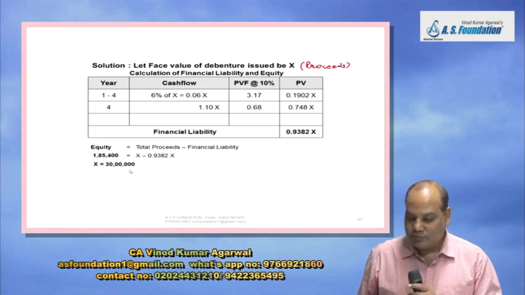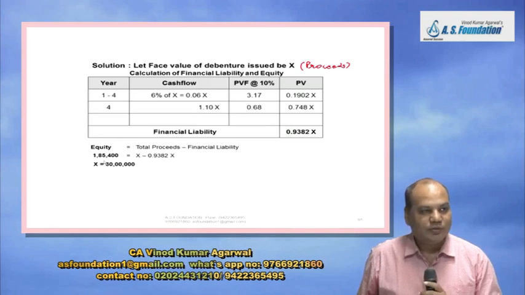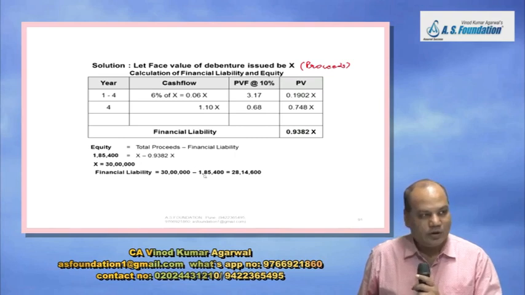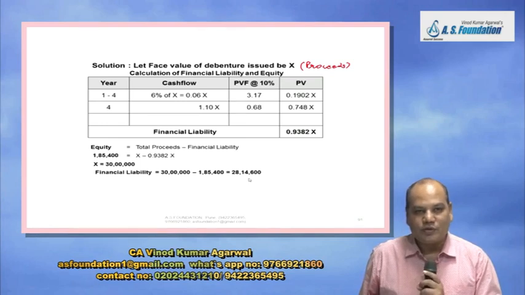Answer is not over. What is the question? What is the value of debt? This is total proceed. This is equity. What is the value of debt? Again, balancing figure. So therefore, the financial liability will be equal to total proceed minus equity. Or you can solve this equation now and find the value of financial liability, or you can just put the value of X here and you can get the value of financial liability. 28,14,600.